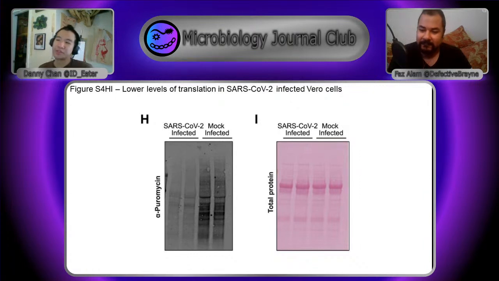Again, we were talking about controls as trying to hit down common things you can say when you just see one piece of information. You could say, well, in the mock infected one you just loaded more protein, and that's why we're seeing a darker band. Well, actually, no, that's not true. They show you the Ponceau stain, which stains all protein, and that's coming up approximately equal. So these four lanes all have the same amount of protein in them. It's just that the mock infected or the SARS-CoV-2 infected don't have as much staining from that puromycin antibody, and so they have less nascently translated proteins.